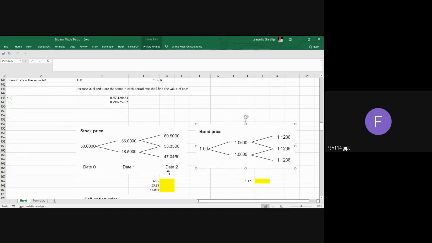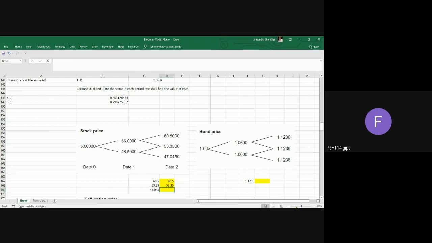Now coming to this, you might ask how come this 60.5? So 60.5 is nothing but 50, which is the stock price, into 1.1, which is the second state price, into 1.1. So it goes up and up, so it becomes 60.5. 53.35 is nothing but 50 into, if it goes up, 1.1, and if it goes down, 0.97, and then it is 53.35.